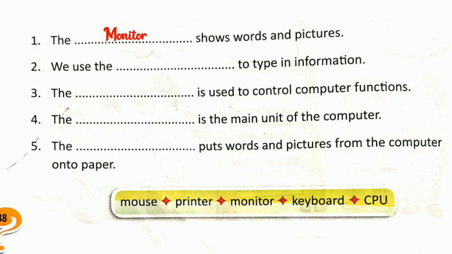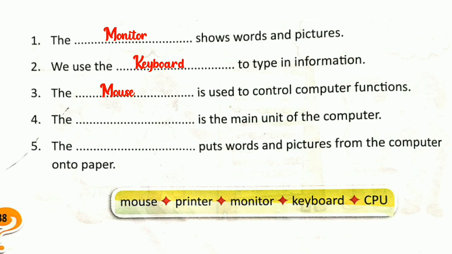Very good. Okay, now number 2, we use the blank to type information. What do we use? Yes, we use a keyboard to type information. Very good. Okay, now number 3, the blank is used to control computer functions. It's a mouse. A mouse tells the computer what to do. So a mouse controls computer functions.